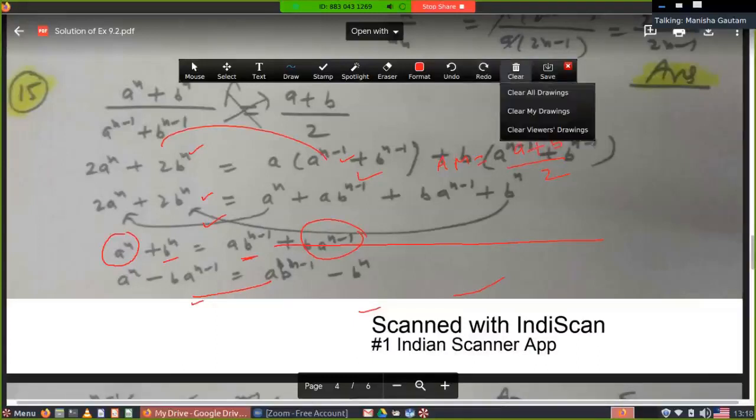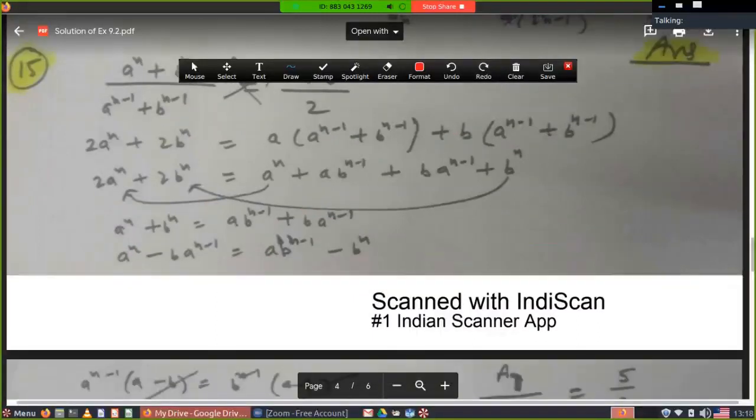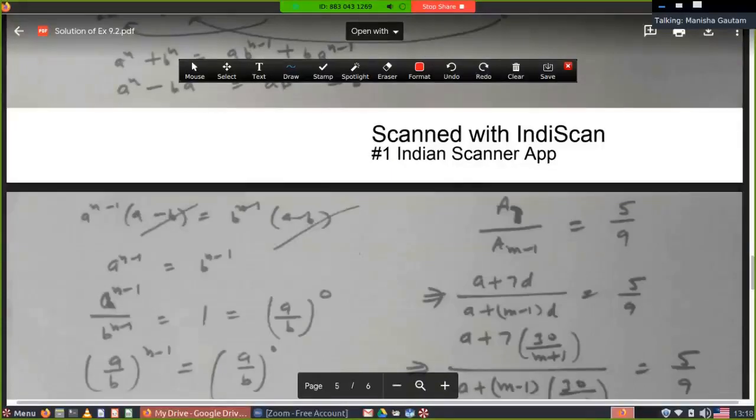Let's see. Now take common on the left hand side a to the power n minus 1, and you will get a minus b left. And b to the power n minus 1 common from the right hand side, and you will get a minus b left. These two are cancelled. Now it is a to the power n minus 1 equal to b to the power n minus 1. When you shift this to the left hand side, 1 is left here.